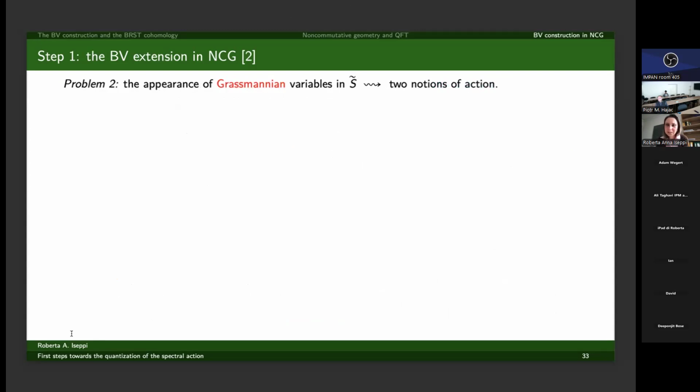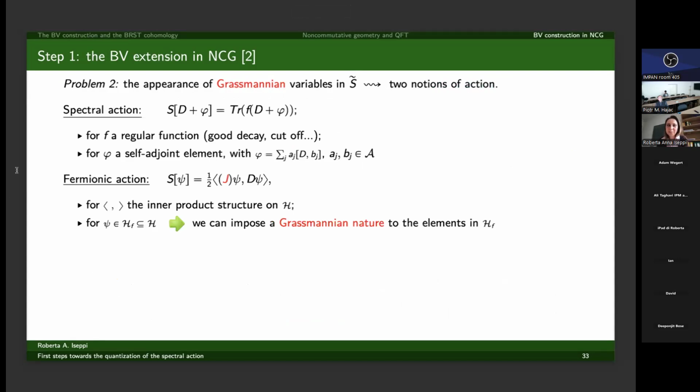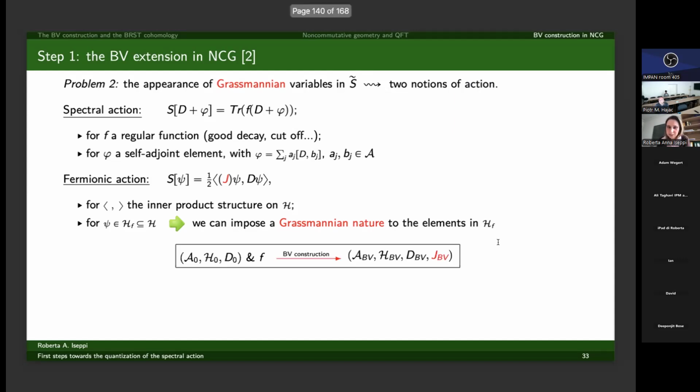I already pointed out that we actually have two notions of action, and here I briefly recall them. There is a spectral action, and the fermionic action is the one that actually allows us to impose a Grassmannian nature on the elements in the Hilbert space. So putting all these things together means that if we are aiming to lift the BV extension to the level of spectral triples, we are expecting to go from an initial spectral triple to this BV one that turns out to be a real spectral triple. So we are expected to add a real structure.